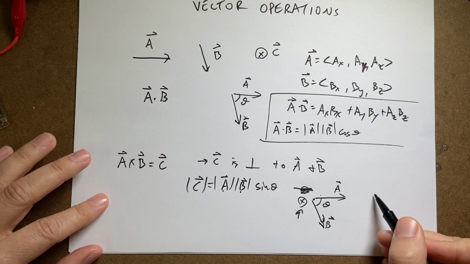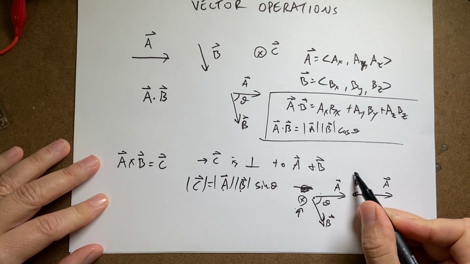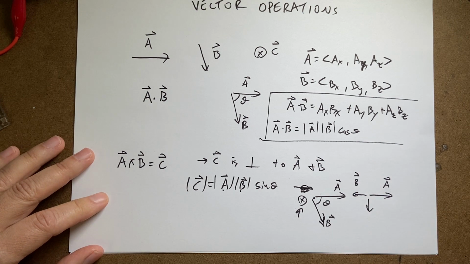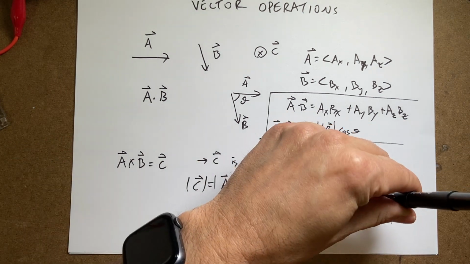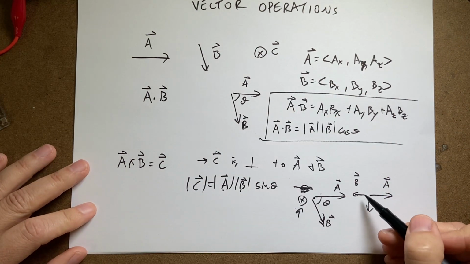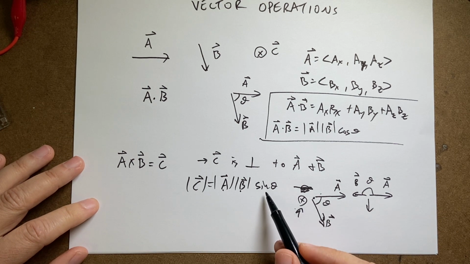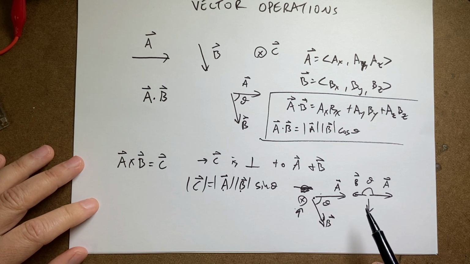Now, what if I have this, A and B, like that? Well, here's a vector that's perpendicular to both those, and this one, and this one, and this one. There's actually an infinite number of vectors that are perpendicular. However, what's theta? Theta is pi. Sine of pi is zero. So it doesn't really matter. We get the zero vector in that case.